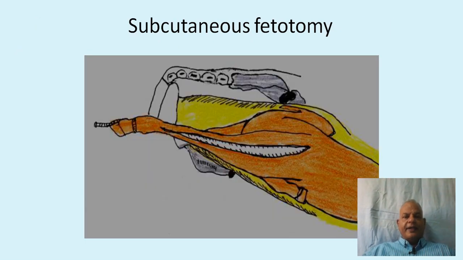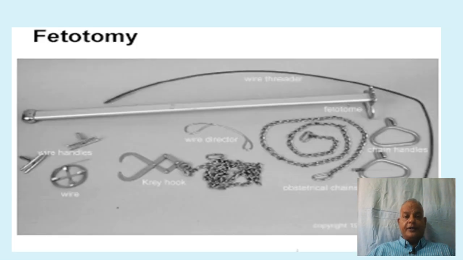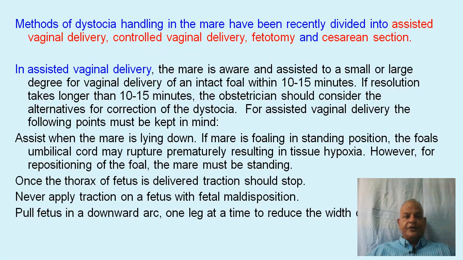This is how you apply a cut and extend it to the shoulder in the anterior presentation, because you have no space to correct the limb flexion, one limb flexion and lateral head deviation. So if one of the limbs is removed, then one will have space in the birth canal to correct the fetal posture. The fetotomy equipments already mentioned: Utrecht model, wire threader, wire saw handles, wire introducer, gray hook, obstetric chains, lubricant and epidural equipment. These are some of the fetotomy equipments.